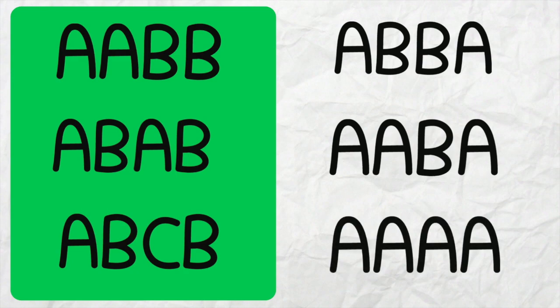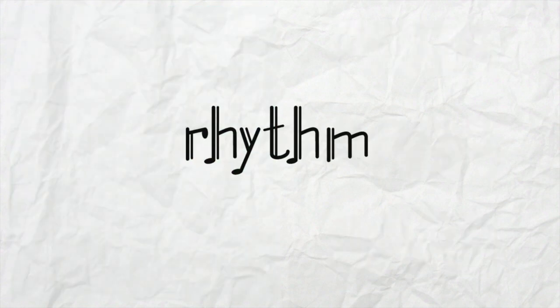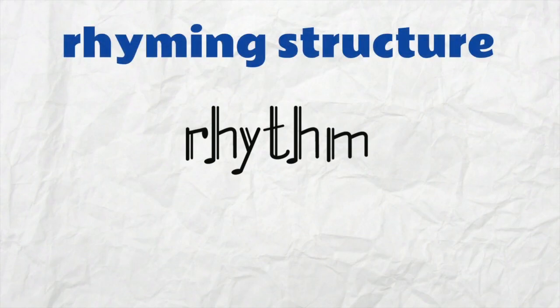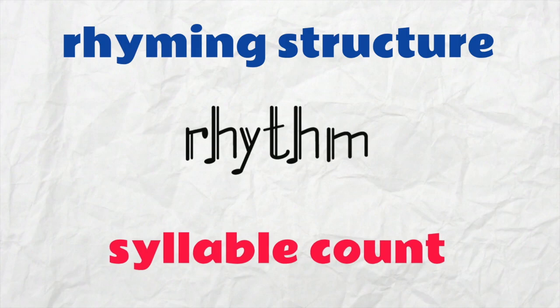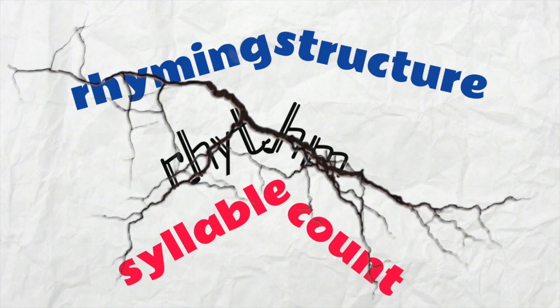Each gives the quatrain a slightly different rhythm. But the rhyming structure is not the only thing that gives the poem its rhythm. The number of syllables in each line is also important. Consistency is key. Patterns are pleasurable for us, and when we break that pattern, it can sound odd. Take a look at this.